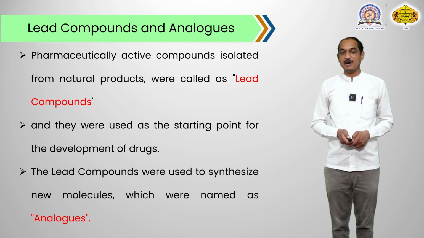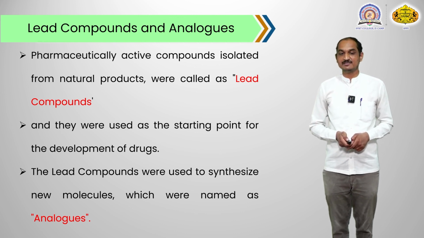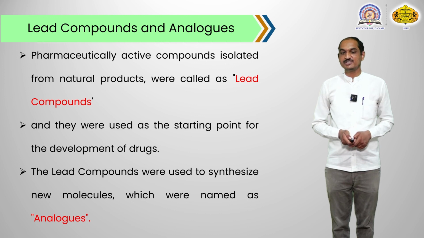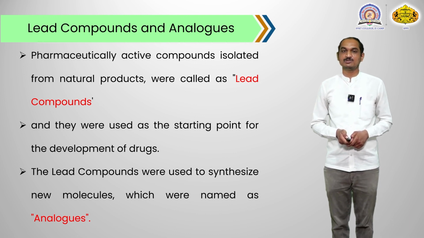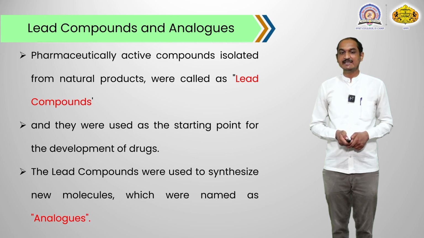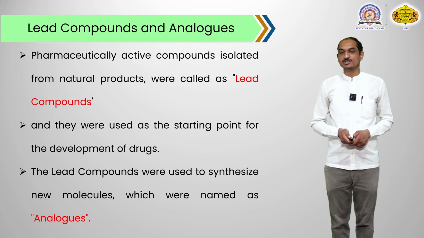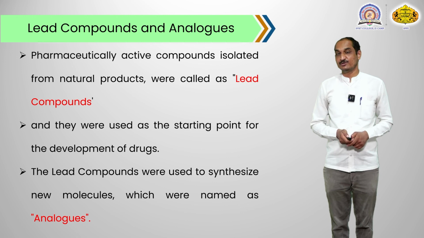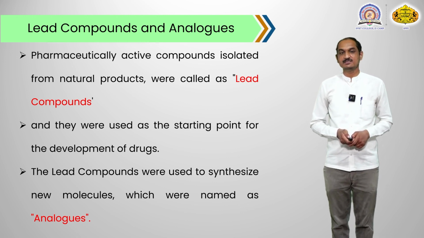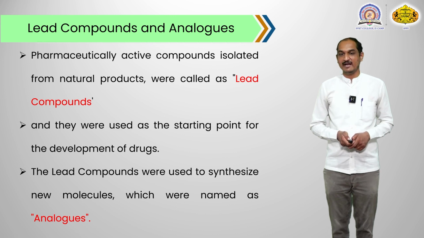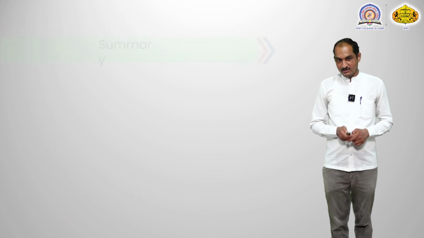Okay, the lead compounds were used to synthesize new molecules which were named as analogues. This is also one of the definitions, analogues. The lead compounds were used to synthesize a new molecule which is named as analogues. This is the lead compound and analogues.